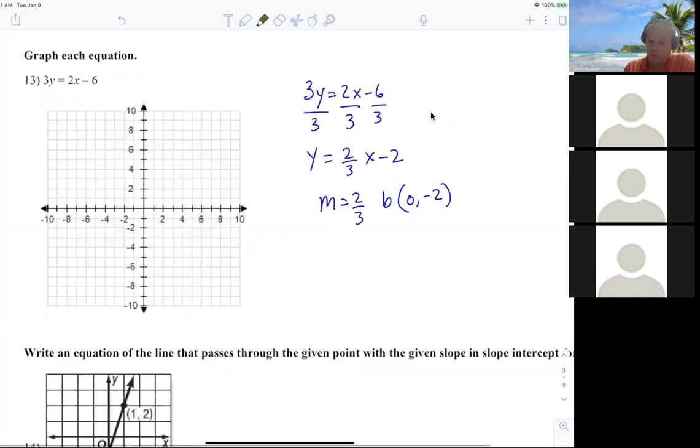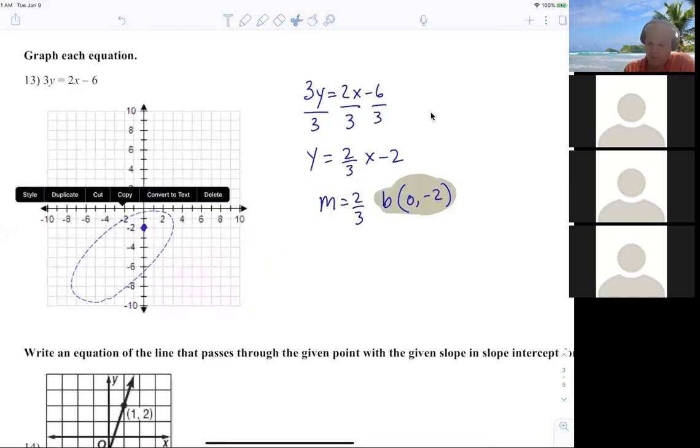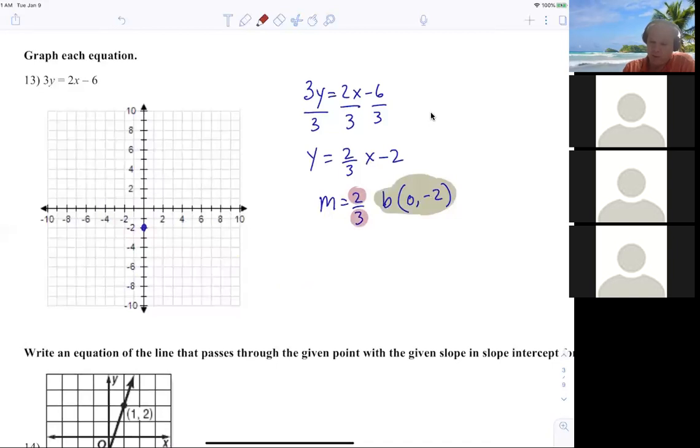So the first thing is we always graph the y-intercept first. So 0, -2. So I'm going to plot that point first. 0, -2. Then from there, I'm going to use the slope, and I'm going to go up 2 and to the right 3. Because remember, slope is delta y over delta x. So I'm going up 2. I'm going to make another point. Up 2 to the right 3.